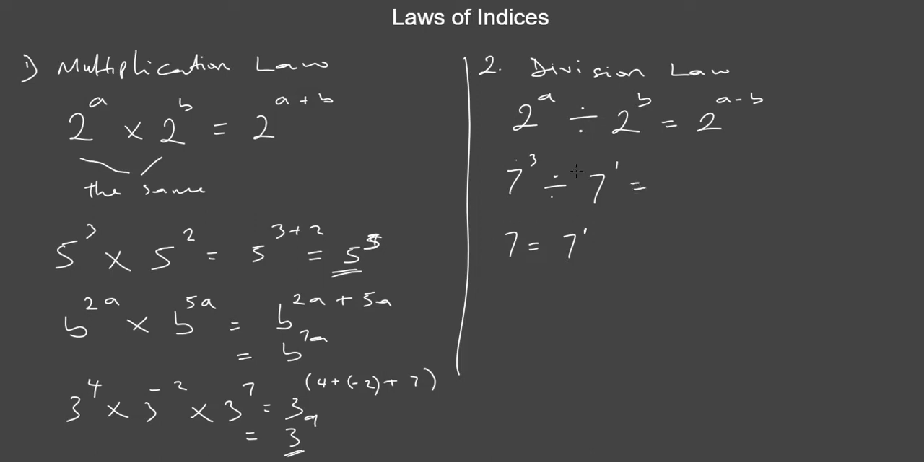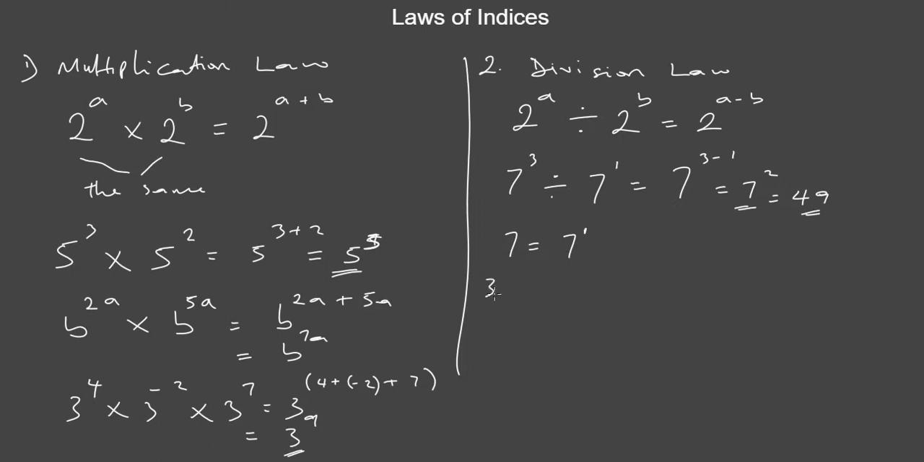Okay, what is the result of this? This is 7 raised to the power of 3 minus 1, and that will give you 7 raised to the power of 2. So that is the division law. And of course, if you multiply 7 by 7 here, you get 49. Okay, let's talk about the third law.